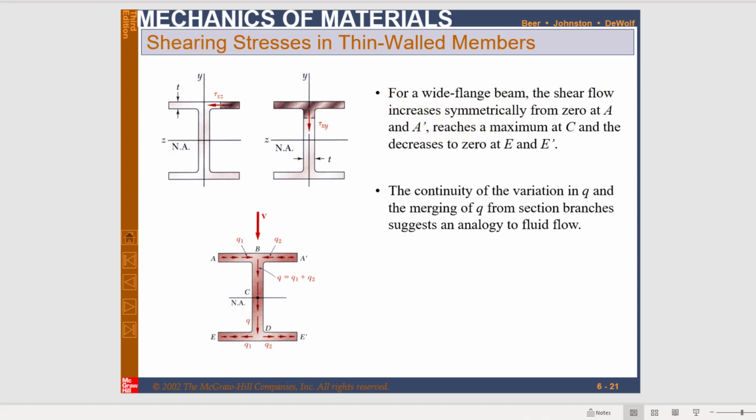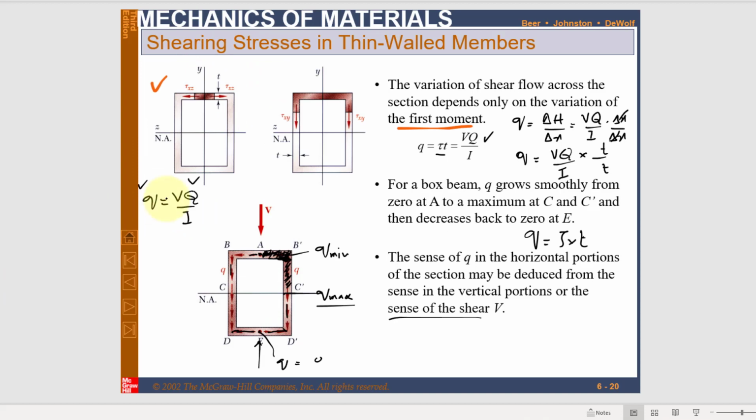Now we will discuss the shearing stress or shear flow in the W beam or wide flange beam. In our previous discussion of a box beam, we found that the shear flow transfers to point A, and at point A it splits toward B and B dash, and then from B dash and B it moves towards C, and at the end it comes to point E, where the shear stress will be 0.